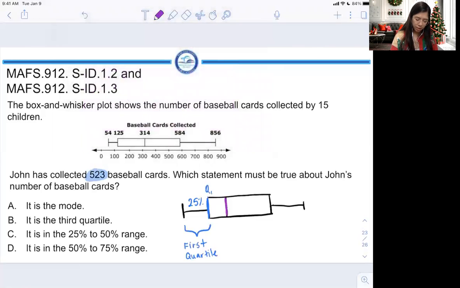Then you have Q2, right? That's Q2, but this is the second quartile. And again, there's 25% in there. Then it keeps going, right? So even though Q1 is that line, really it's representing like the end of the first quartile, not the beginning of the first quartile. Does that make sense? Okay, thank you. You're welcome.